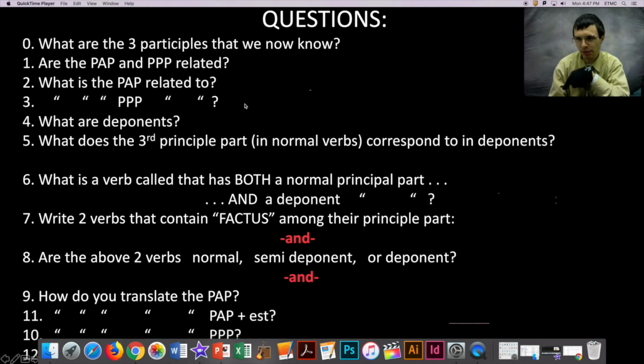All right, so hopefully you're getting the hang of these PAPs and also watching out for them, making sure they're not PPPs, and also seeing how they can function in a sentence, either by themselves or with a form of sum to create the perfect tense.